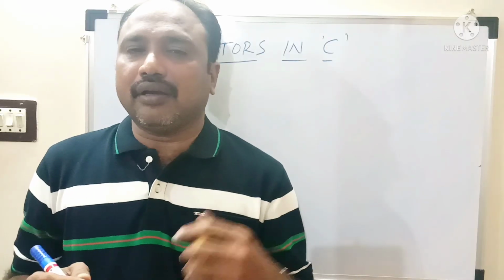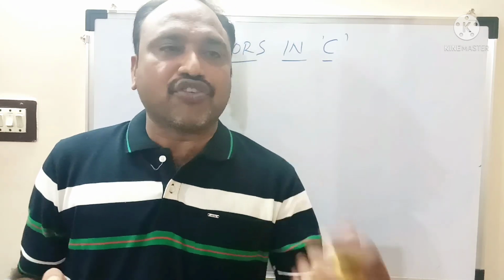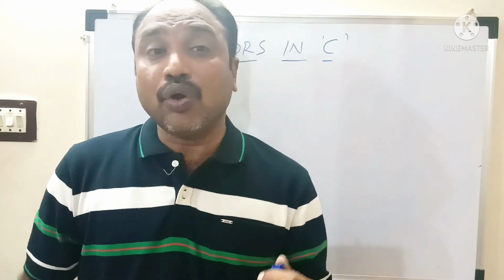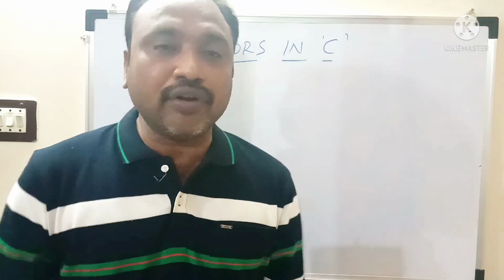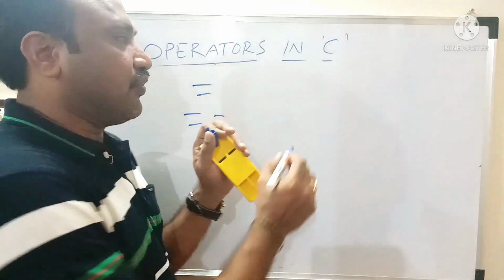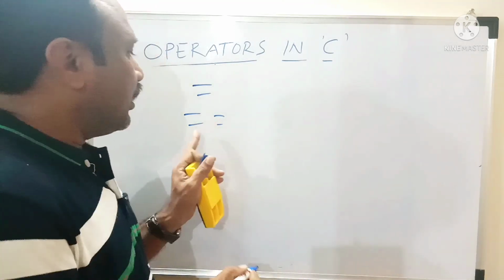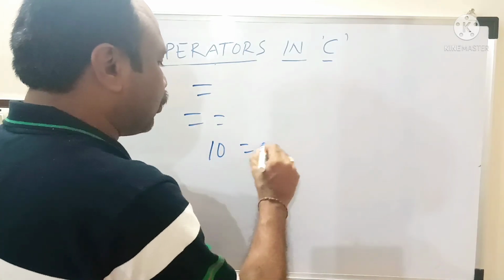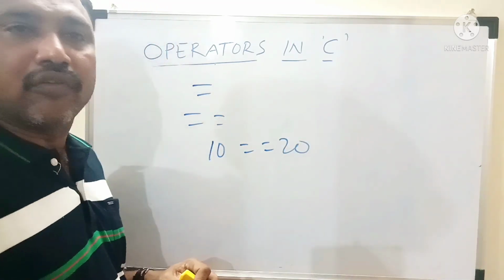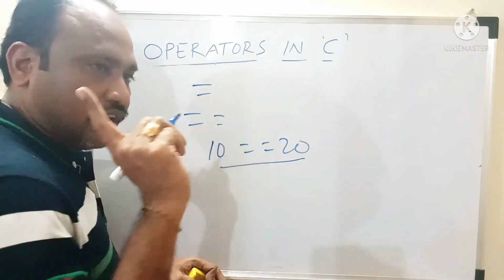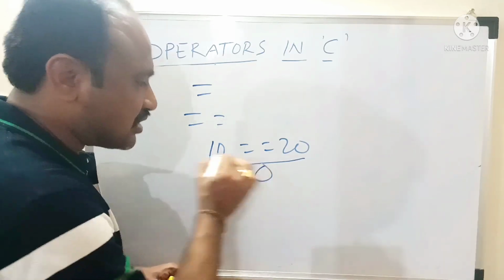While working with assignment operators, they will ask you some important questions. What are shorthand assignment operators? Before that, they will ask you what is the difference between single equal to and double equal to. Single equal to is referred to as assignment operator. Double equal to is referred to as comparison operator. To compare whether 10 and 20 are equal or not: 10 and 20 are not equal. Is this condition true or false? The condition is false. If the condition is true, the answer is 1. If the condition is false, the answer is 0.